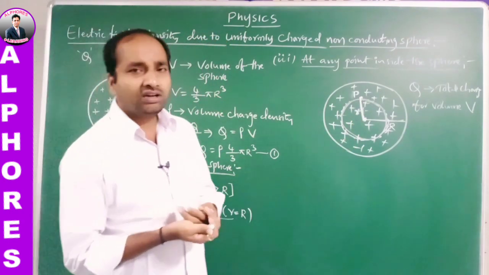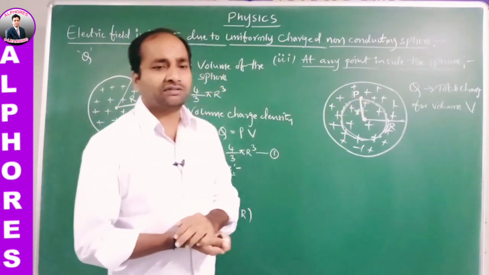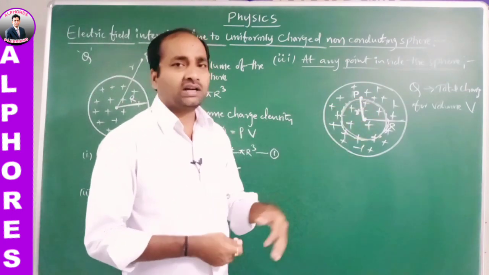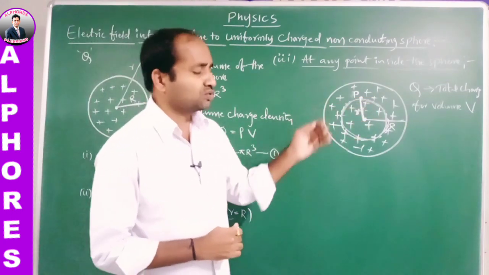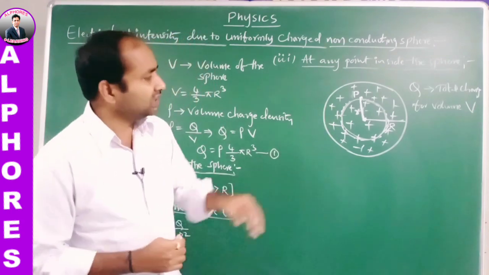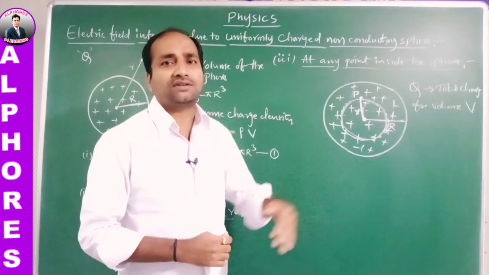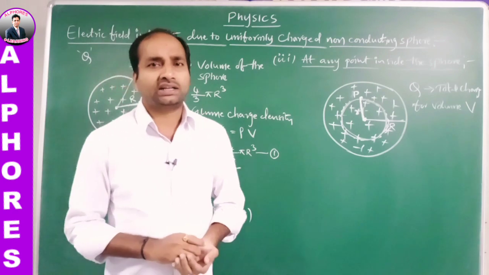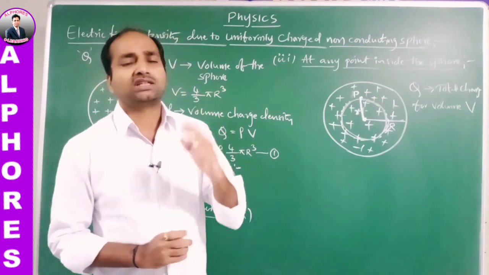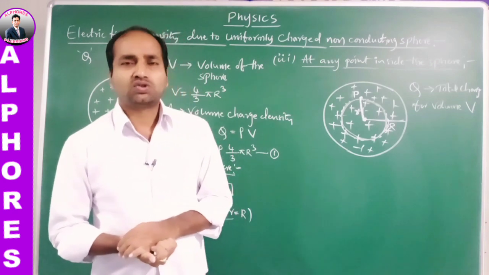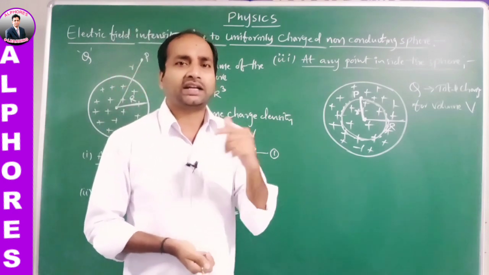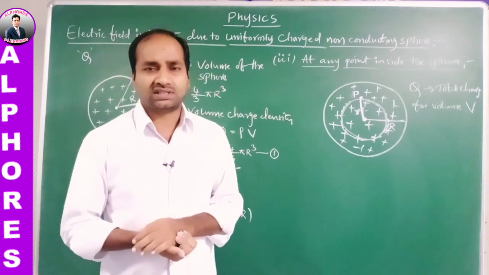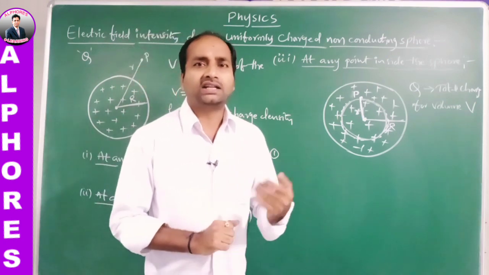But whenever we are calculating the electric field intensity at the point P inside the sphere, there we are constructing a Gaussian surface in the form of a sphere of radius small r. Now we should find the charge enclosed by this Gaussian surface. In a conducting sphere the charge resides only on the surface, so at any point inside there is no charge enclosed by the surface.